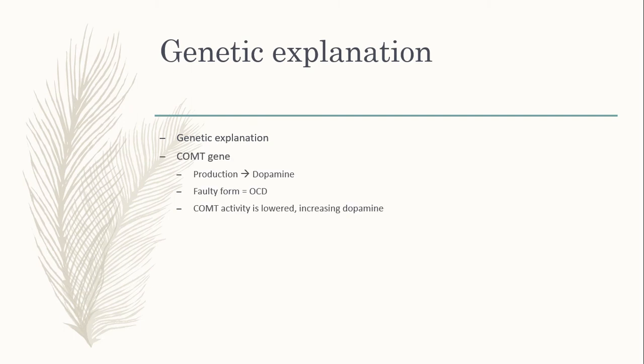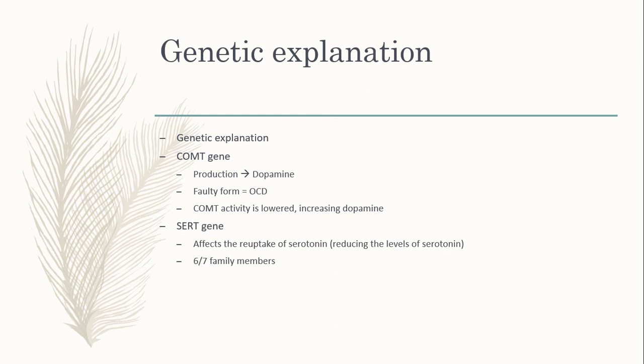One of the genes that we do look at is the COMT gene, which is involved in the production of levels of dopamine and controlling the levels of dopamine. It has been found that people with a faulty form of the COMT gene generally do have OCD. The COMT activity is lowered, and because there is low COMT activity because of the faulty COMT gene, there are increased levels of dopamine. Okay, faulty gene, lower COMT activity, and therefore increased dopamine.